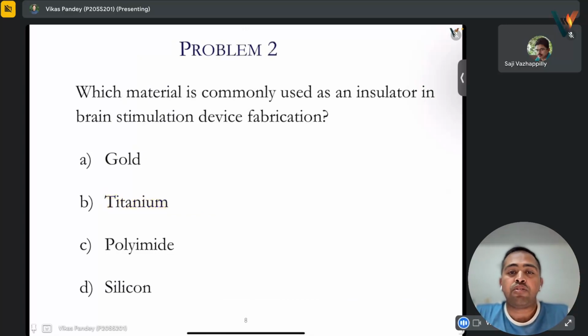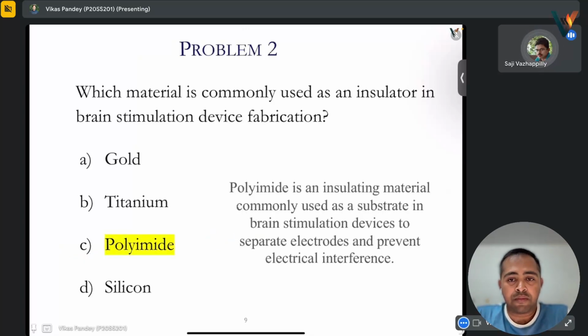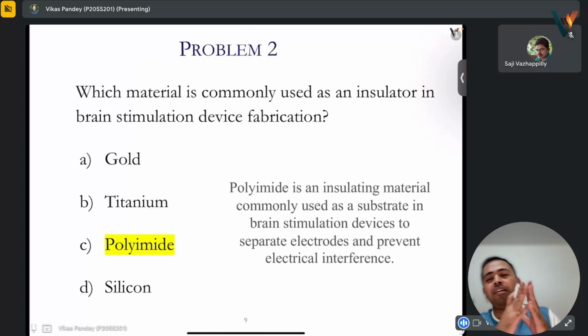Then, which material is commonly used as an insulator in brain stimulating device fabrication? Gold, titanium, polyimide, or silicon? Polyimide. And what is the reason for this? Polyimide is a flexible insulator, and the body will not take it as a foreign body, or like it will, but we can manage it. The body will not be that harsh on it. If we put silicon, it will react very differently.